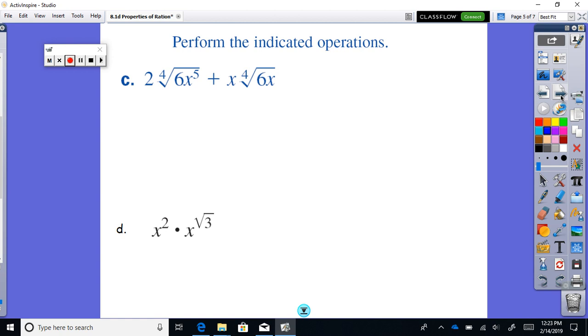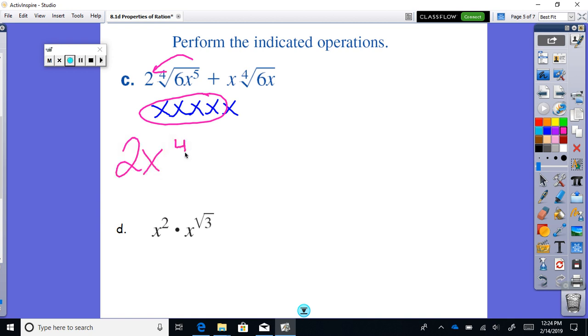In C, they're very close. I have a 4th root and a 6 in both. One has been simplified, one has not. They do need to look the exact same before I put them together. So I have 5, x to the 5th is 5 x's. It's a 4th root, so I can take 1 x out. That x gets multiplied with the 2 that's already out there, so it's going to be 2x, and then 4th root, 6 is still there, and we have 1x left back over.